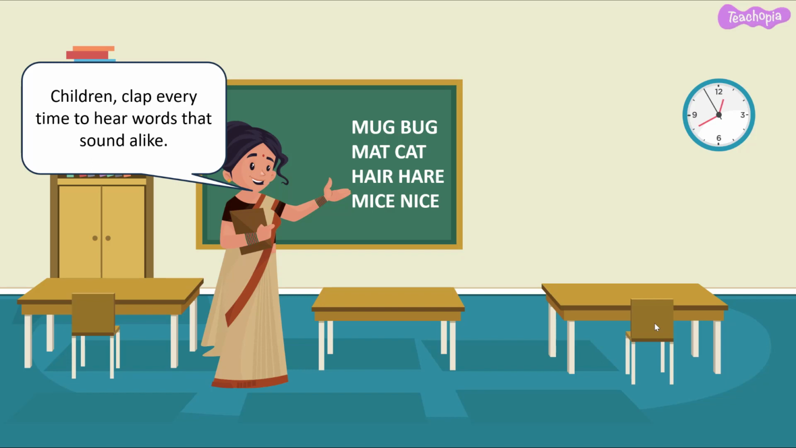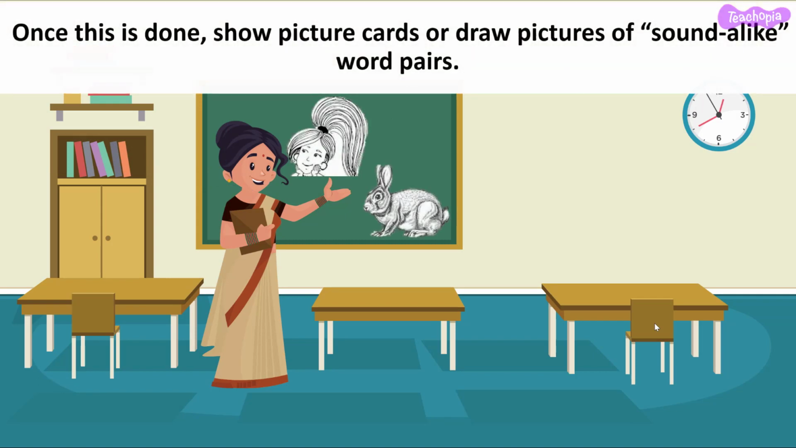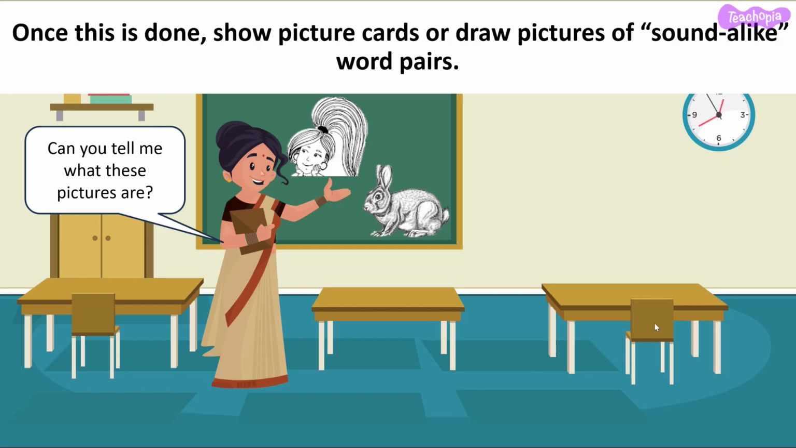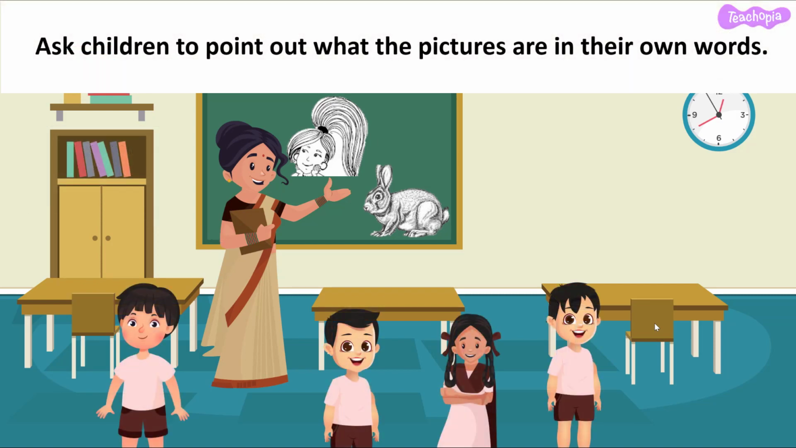Once you're done doing this and going through a set of words that have homophones together, help the learners form connections and practice this. Show picture cards or draw images of a pair of homophone words. For example, hair and hair. Can you tell me what these pictures are? Allow learners to point out and answer this in their own words, even if it is in their mother tongue.